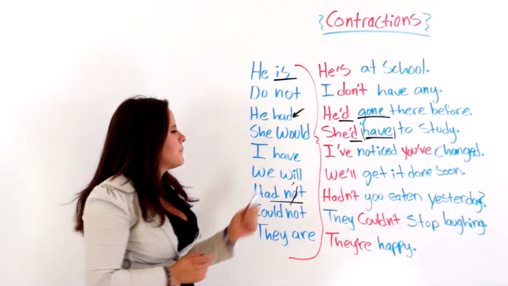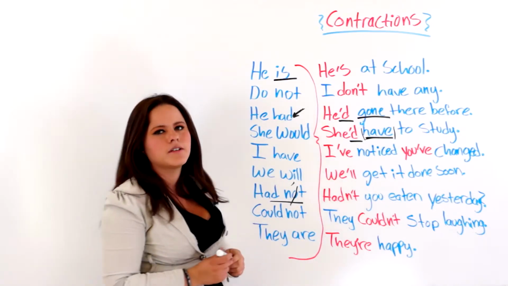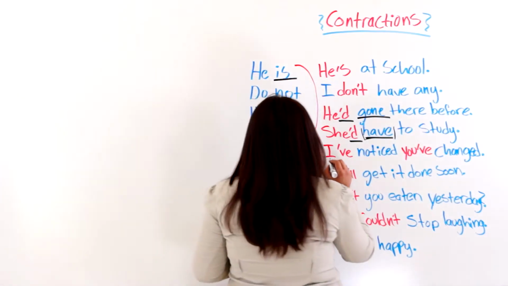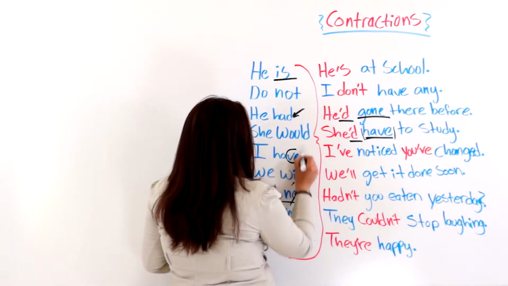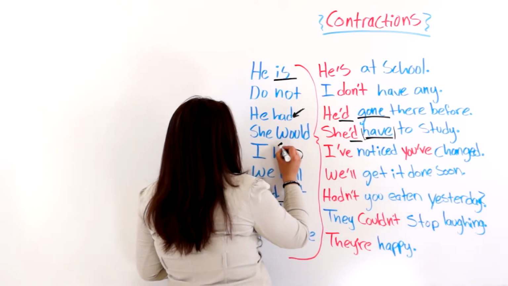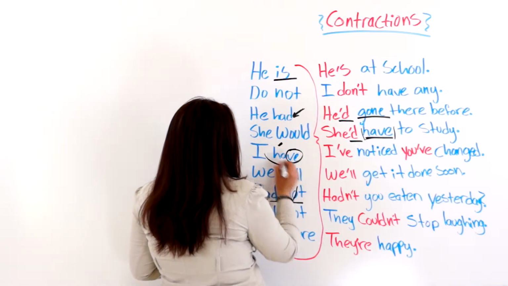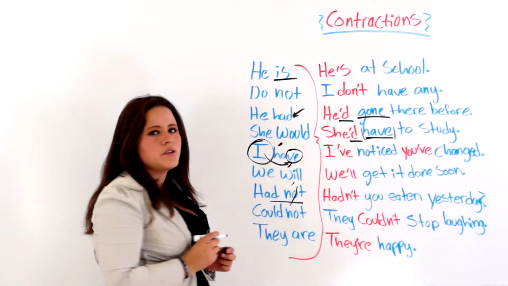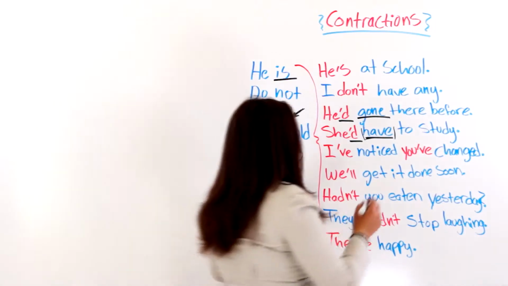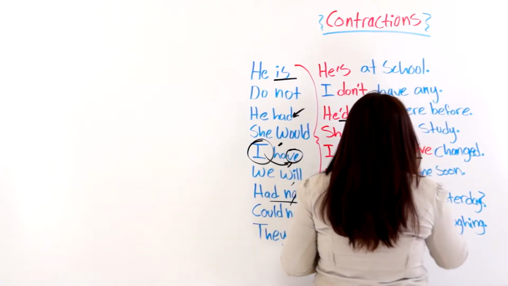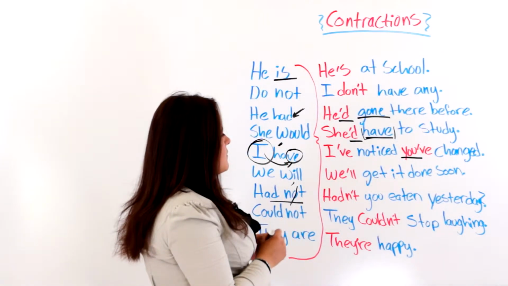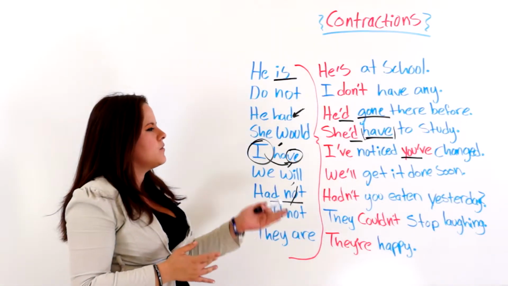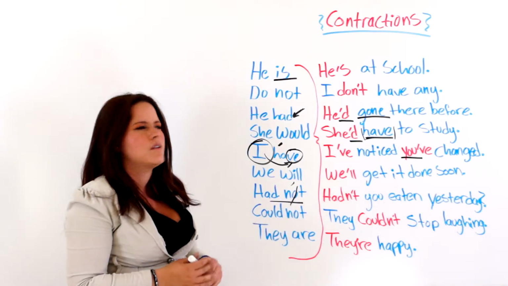Alright? The next one. I have. I've. That's a very common one, right? We always use it almost all the time. I've. You just use this here and the apostrophe. Alright? I've noticed you've changed. I gave you two examples here. You're just going to add after the personal pronoun an apostrophe and the V-E, all right? You've changed. I've noticed you've changed, all right?